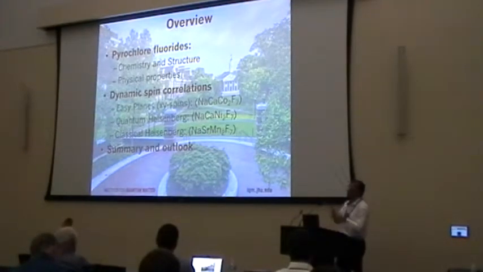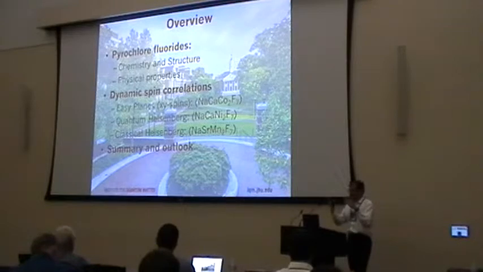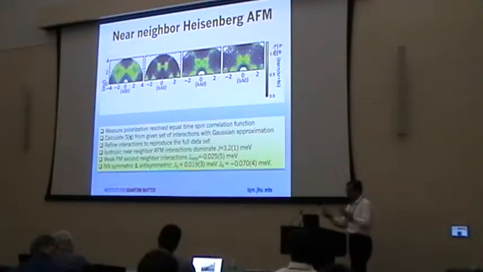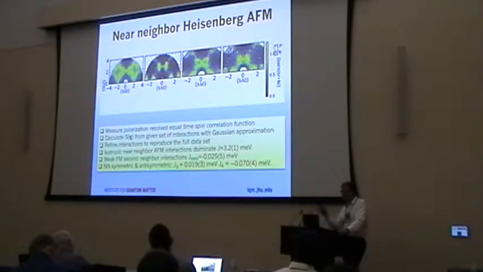Next, I'd like to go to the Heisenberg limit, and both of the next compounds will be the Heisenberg compounds, first the classical case and then the quantum case. And so the case of the nickel compound, I think most of this you've seen, so I don't want to spend too long, but I think I'd like to contrast it with the magnet case.